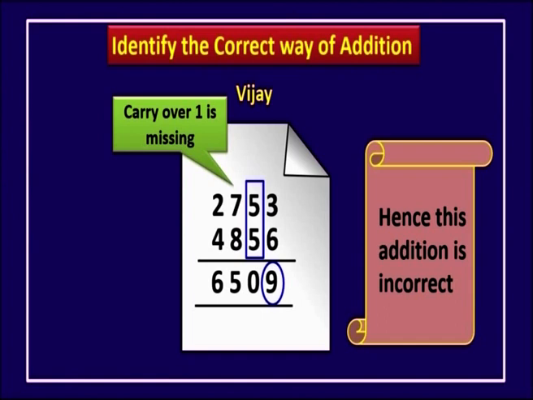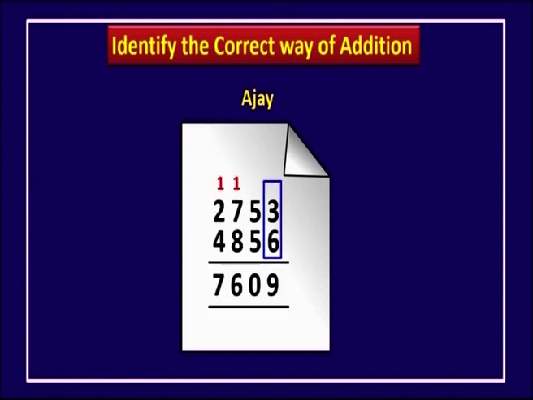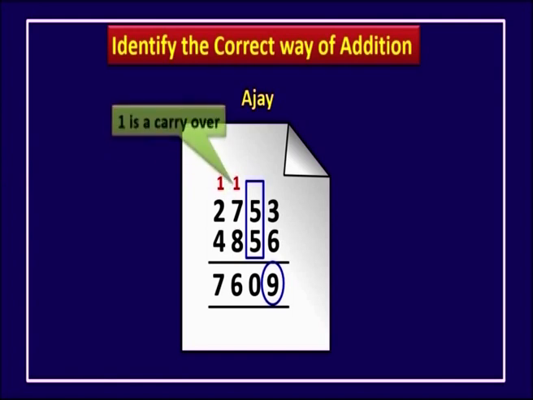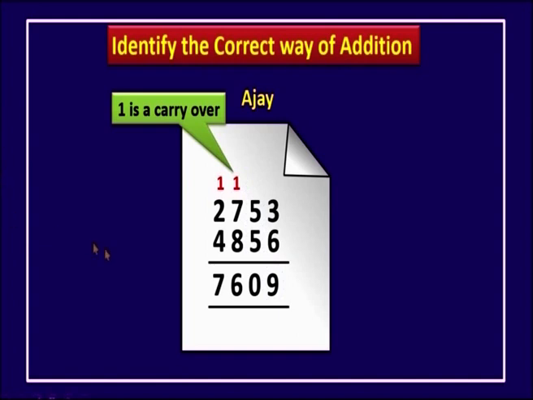Now let's see Ajay's case, children. Here also we'll start adding from the units place, that is 3 plus 6, which is 9. That is absolutely right, children. Now we'll move on to the tens digits. Both are 5 and 5. So 5 plus 5 is 10. So he has written 0 here and taken 1 as a carryover. That means it's right. Then again he added all these digits now, that is 8, 7 and 1. We get 16.